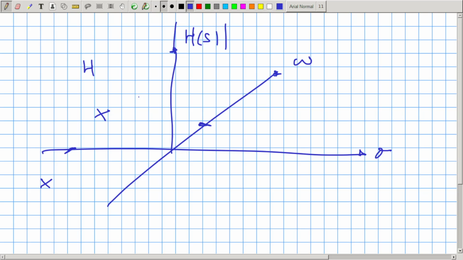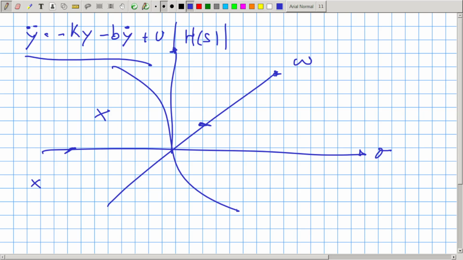Spring mass system. Now, I've got a spring mass system with a certain K and a certain B. Y double dot is equal to minus Ky minus B y dot plus U. True? Okay, find the transfer function. Go. Find the transfer function here.